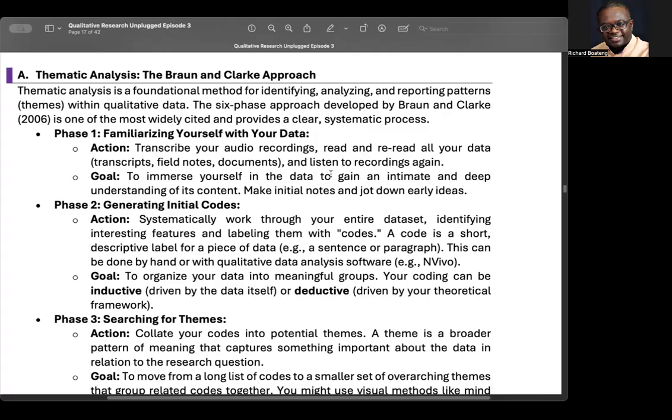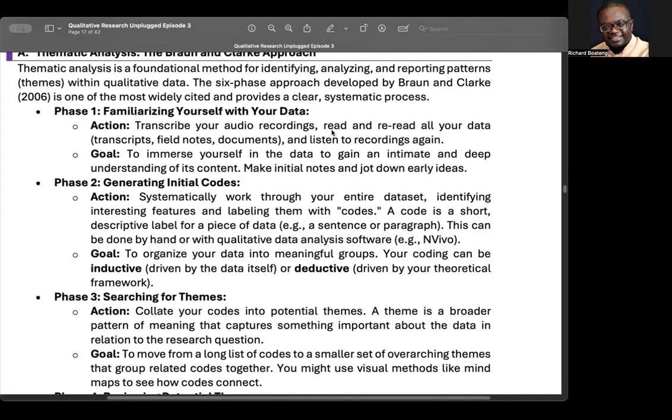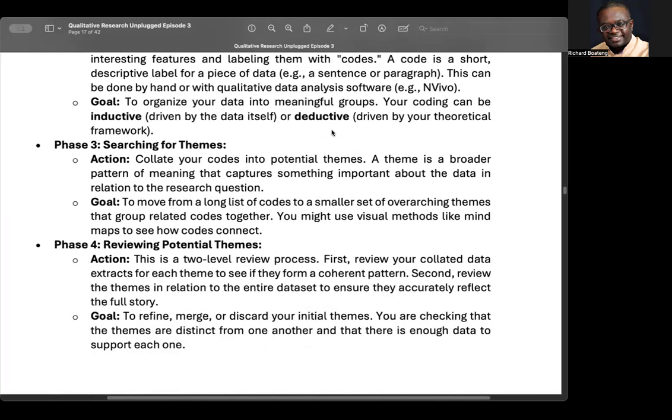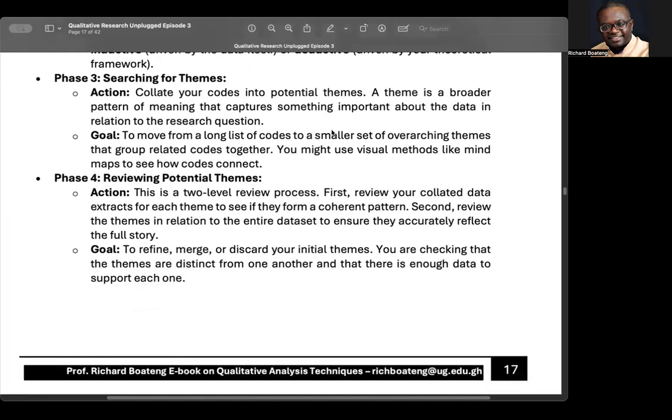Yes. Then, phase 3 is searching for themes. This is where you start moving from those specific codes to broader patterns of meaning. You look at your codes and the data associated with them, and you start collating related codes into potential themes. A theme captures something important about the data in relation to your research question. You might use visual methods here, like mind maps, to see connections. Seeing the bigger picture emerge from the codes?